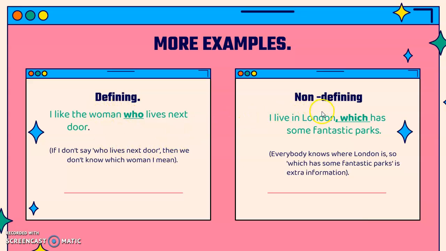In non-defining, we are going to have: I live in London, which has some fantastic parks. The main information is that I live in London, right? But I want to add some information, so we use which and the comma, and we add the next information. So here everybody knows that in London there are some fantastic parks.